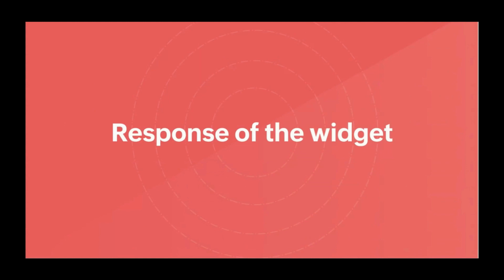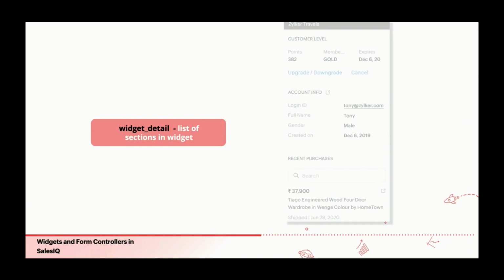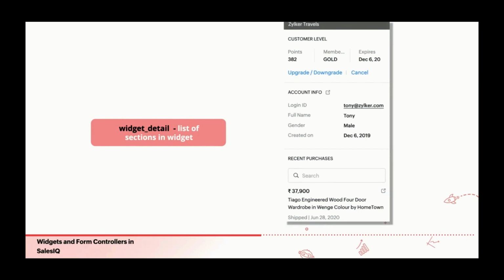Now that we know what context is passed to make a widget dynamic, let's look at the responses these widgets can return to the user. So widget detail right here returns the list of sections that have to be included inside a widget. This basically contains the entire structure of the widget, as you can see on the screen. Here in the example widget, the sections displayed are metric, which is customer level, field set, which is the account info, and listing section, which is recent purchases. So this basically returns the list of sections inside a widget. So this is widget detail. This is the return type of the detail handler.